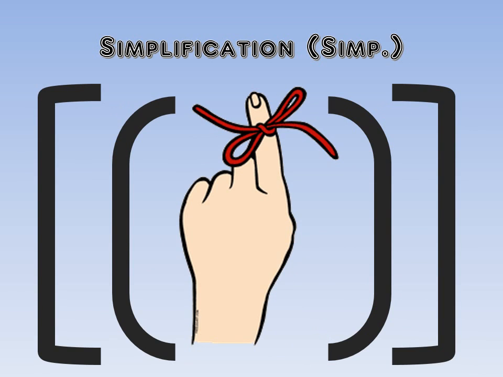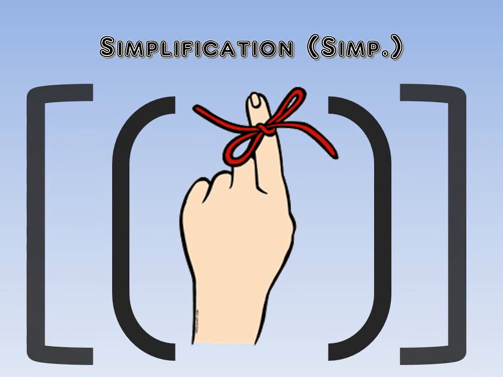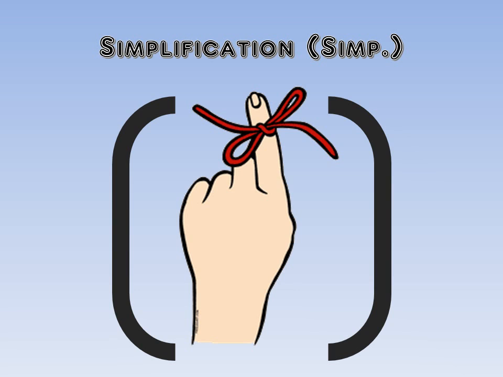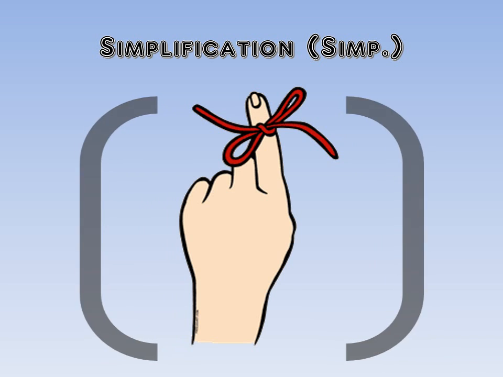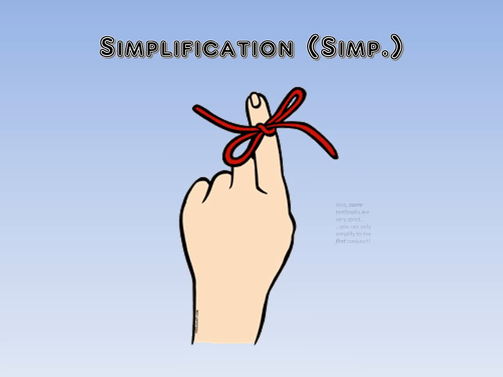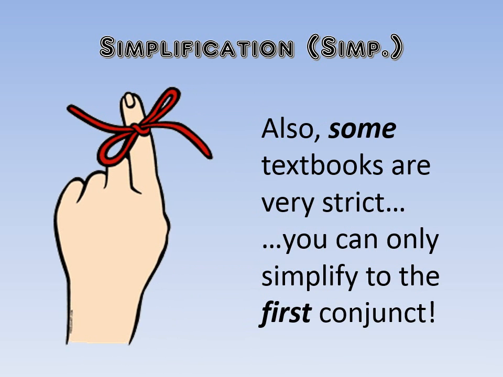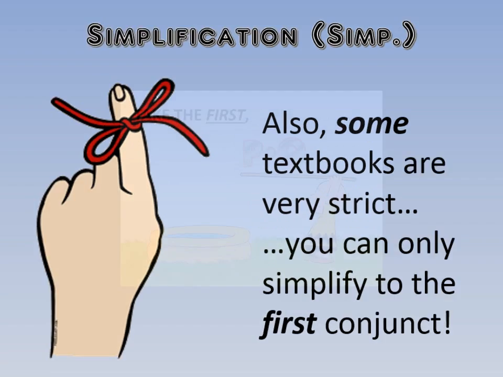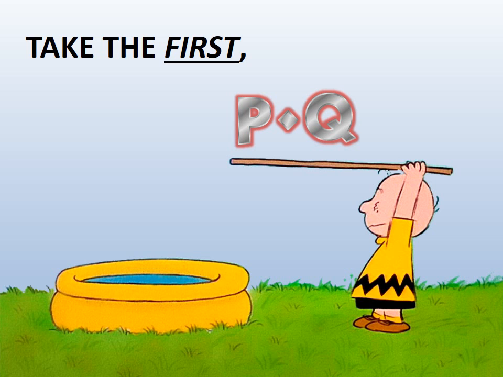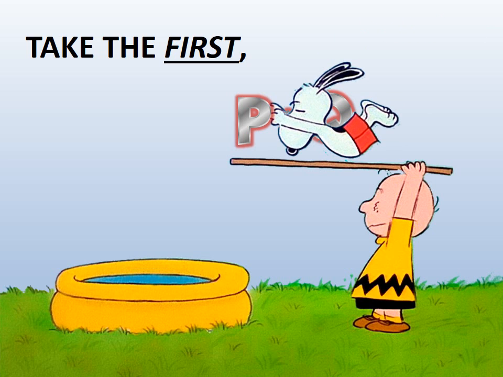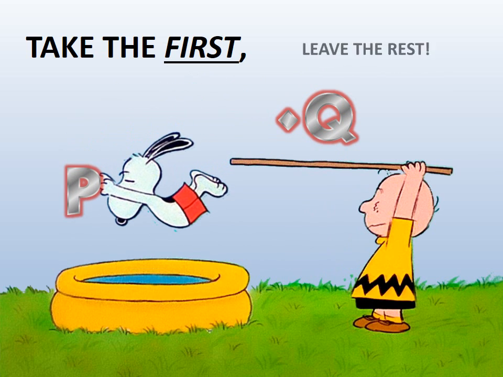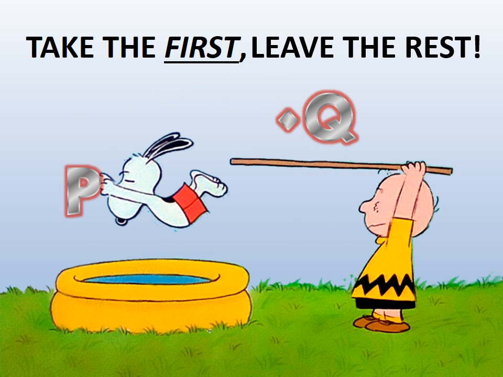Now remember, in this case, as opposed to the last rule, you sometimes have to remember when to eliminate brackets that are unnecessary once you've simplified a proposition. And watch out for one more thing. There are some textbooks that are very strict and say that you can only simplify to the first conjunct. Obviously, we know it would be equally valid to simplify to the second. Some textbooks just don't allow it. So check whichever textbook you're using. If you do have a textbook that tells you that when it comes to simplification you have to take the first and leave the rest, then I suggest following your textbook's advice.